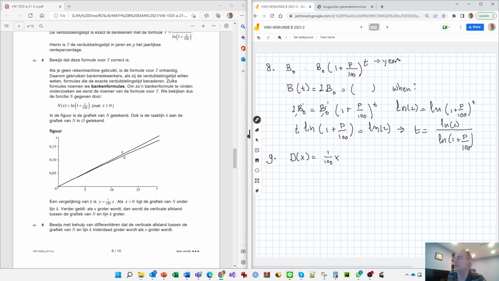It's probably easy if I redefine this x over 100 as an x prime or something. But maybe it's not too difficult. And then minus the function n. And that this is increasing. I think it makes sense, because this kind of goes as a logarithm.